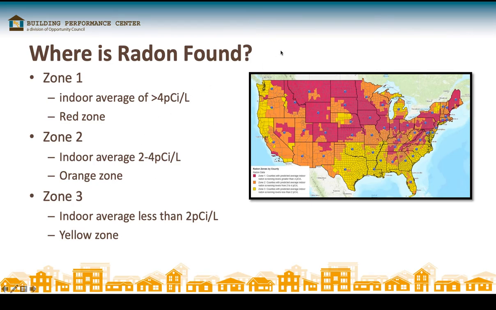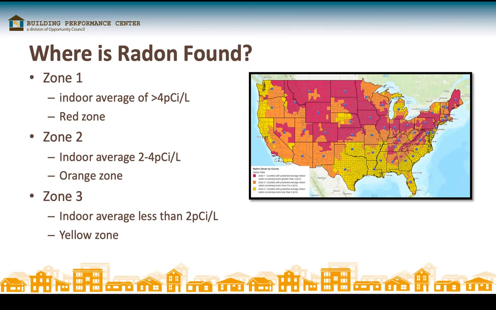Radon is found all over the country. You look at a map here, the red are the high radon zones and the yellow are the lesser zones. So what we need to know to function in weatherization is that Zone 1 is the red zone and that the indoor average of these houses is greater than 4 picocuries per liter. We'll touch base on that concept of picocuries per liter a little bit later. Zone 2, the indoor average is somewhere between 2 and 4 picocuries per liter. That's known as the orange zone. And Zone 3 is the yellow zone. These counties have a predicted indoor average of less than 2.